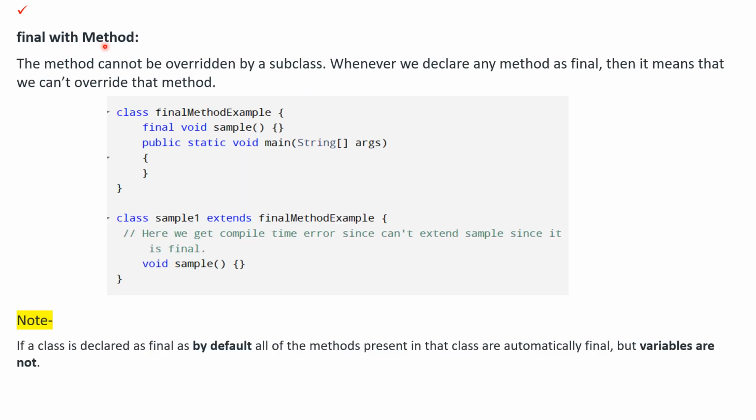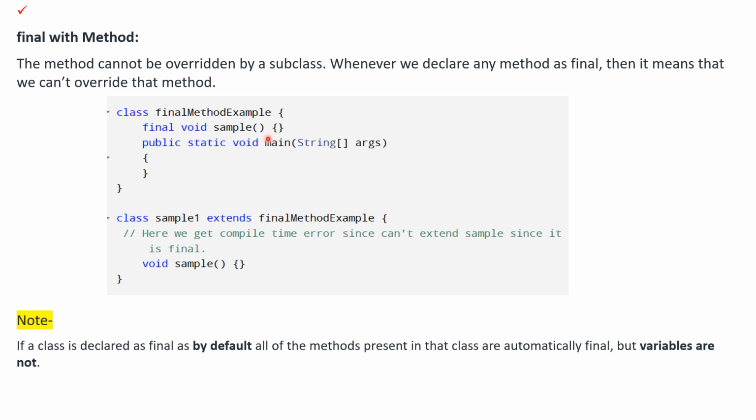So we have seen the final keyword with the variable and how it behaves with the class. Now we'll see it with the method. The method cannot be overridden by a subclass. Whenever we declare any method as final, it means that we cannot override that method. With an example we can easily get that. Let's see the example, class final method example. Inside this class I have this void sample method which I have declared as final, which means this is a final method.